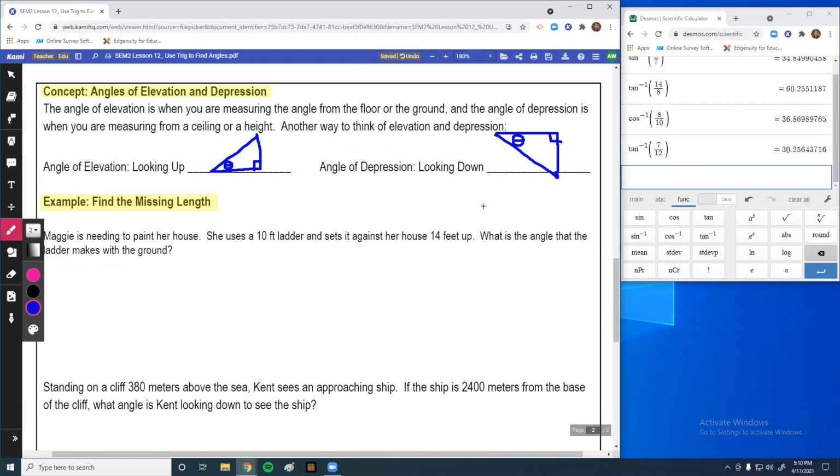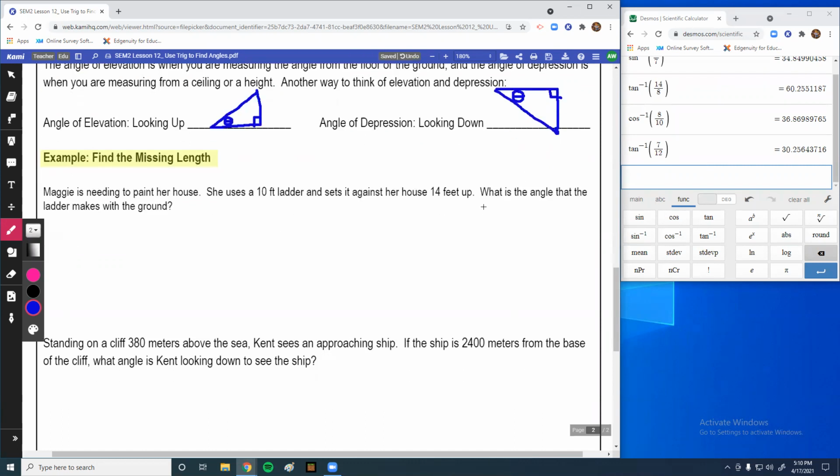So let's now get to our problems. All right, Maggie is needing to paint her house. She uses a 10-foot ladder and sets it against her house 14 feet up. So what is the angle that the ladder makes with the ground? Since we're making an angle with the ground, that is elevation. Oops, this is very not straight, but that's okay. Here's my right angle. All right, the ladder is the diagonal.